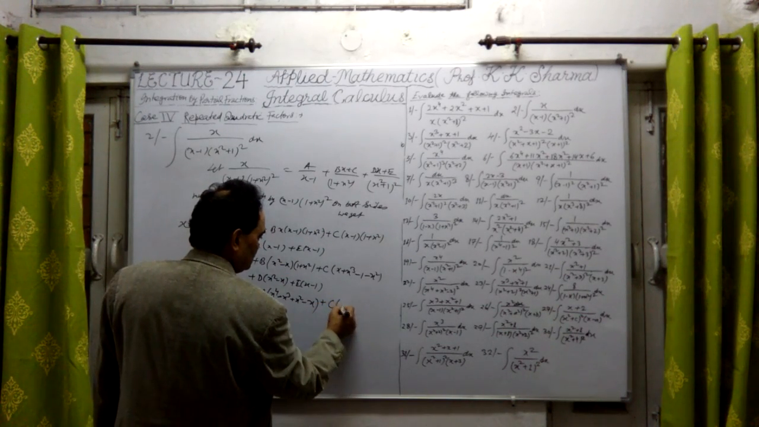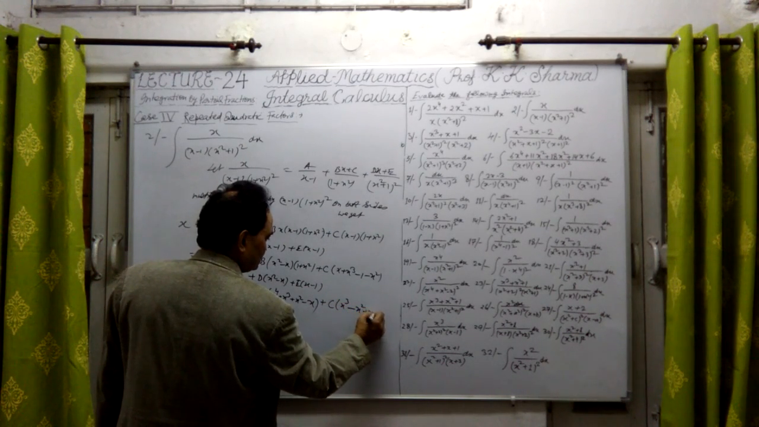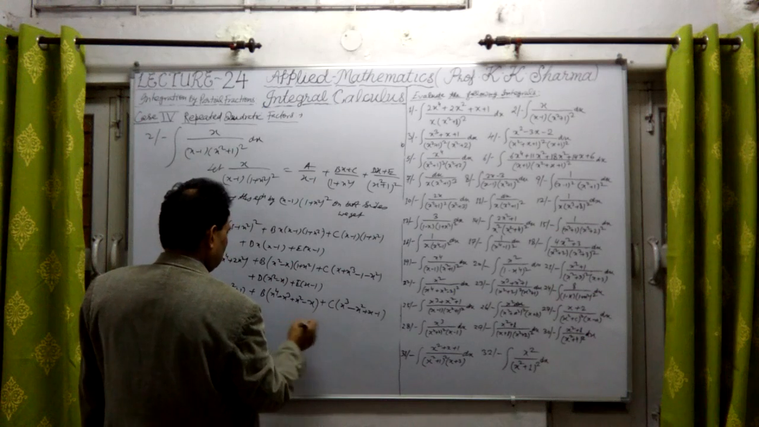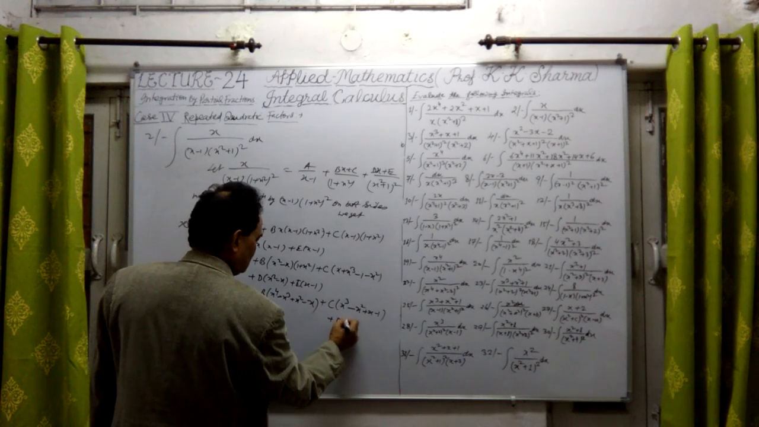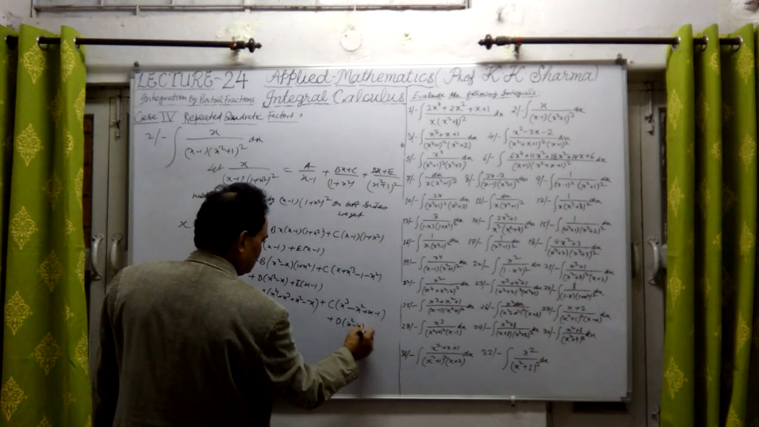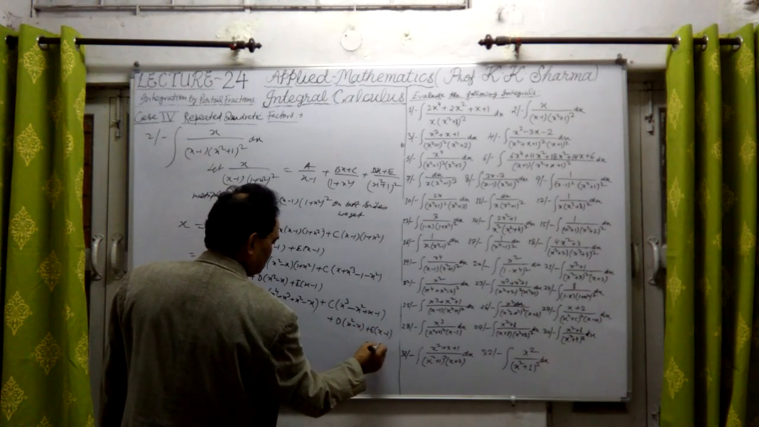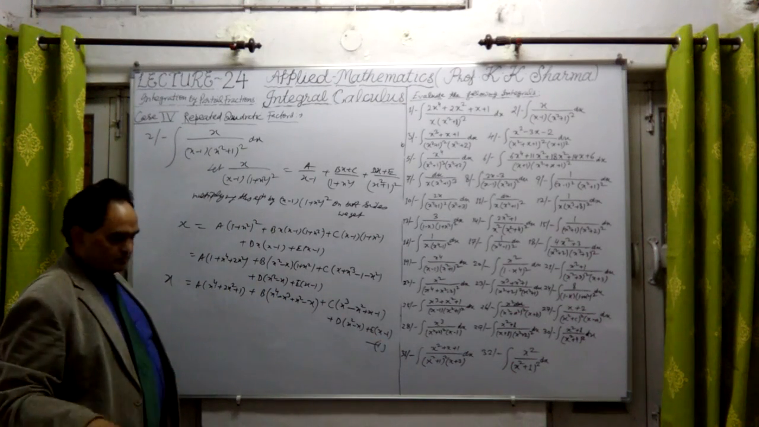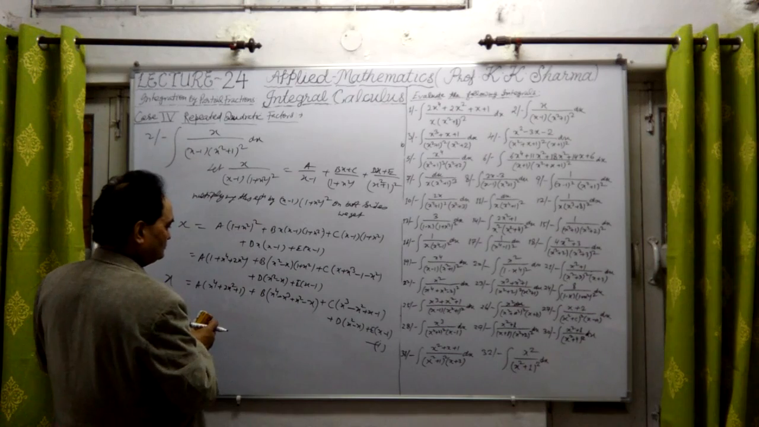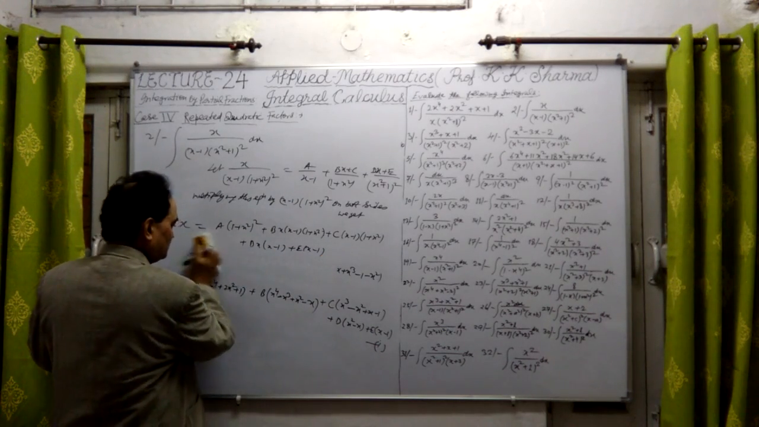Plus c into, let me write first x cube minus x square plus x minus 1, plus d into x square minus x, plus e into x minus 1. This is equation number, let me take first here, and let me drop others. So this one also let me drop.